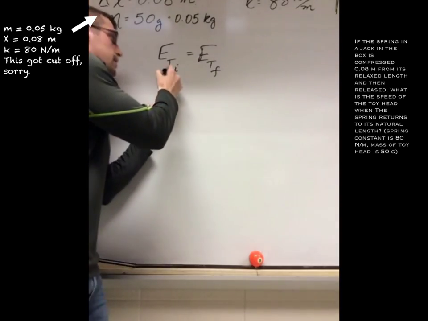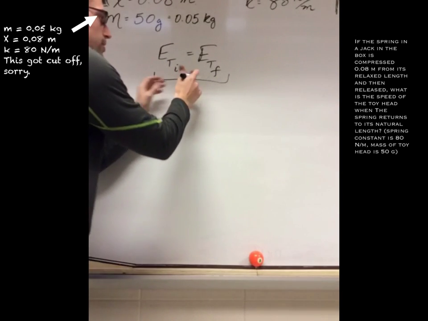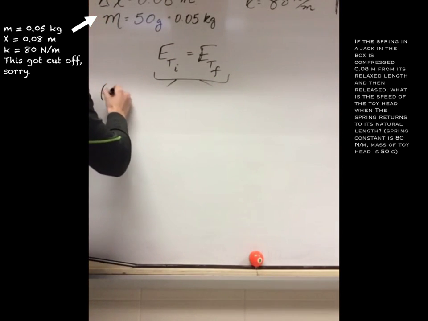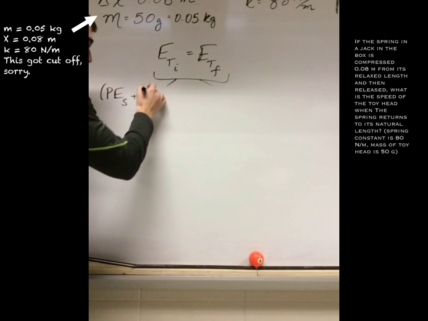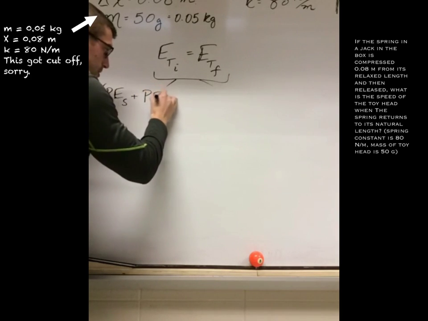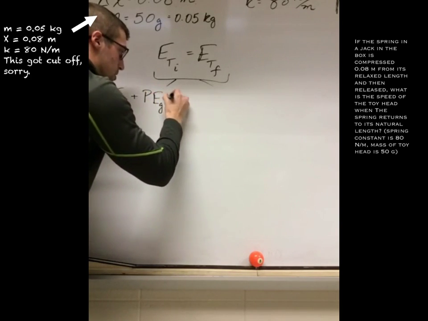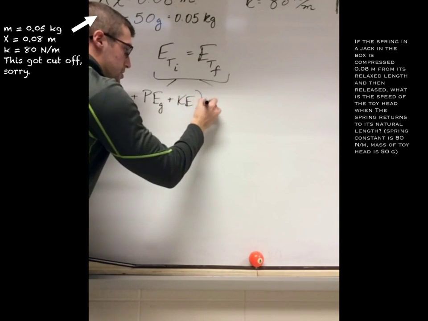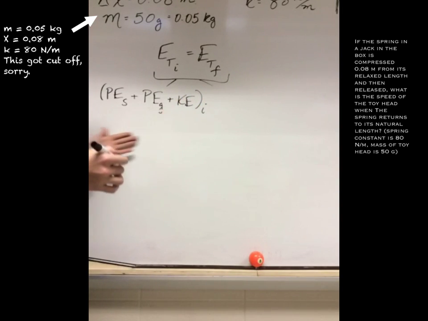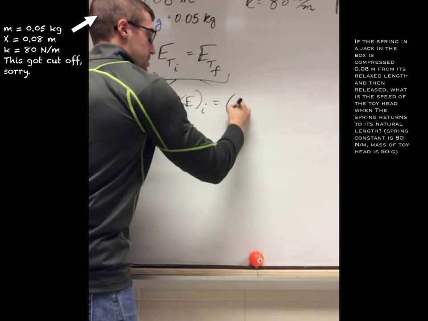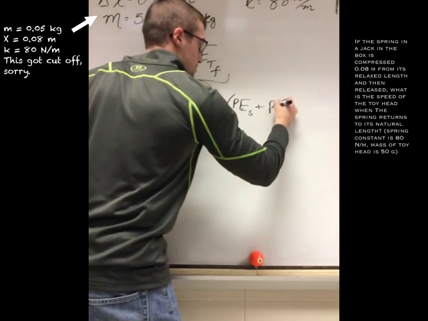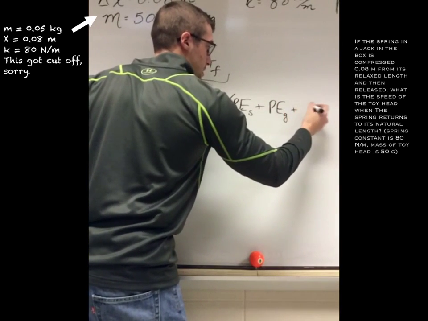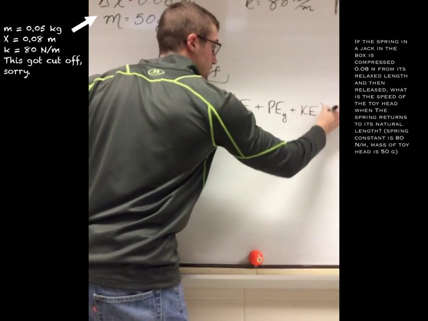So this small equation here can get broken down into a bigger one, and we can just throw in all of our known types of mechanical energy. So we have elastic potential energy plus gravitational potential energy plus kinetic energy before. All of these before an event are equal to all of them after an event. So we just write all our types of mechanical energy out like this.